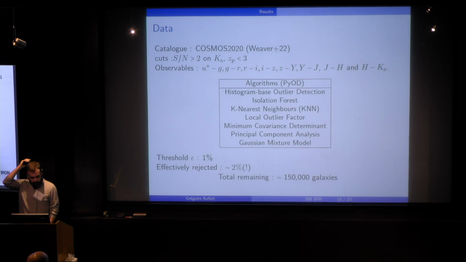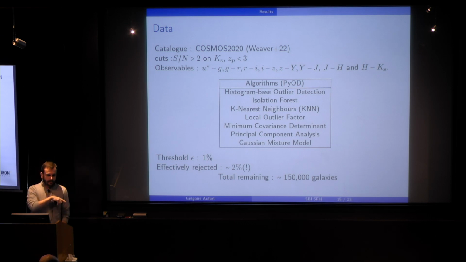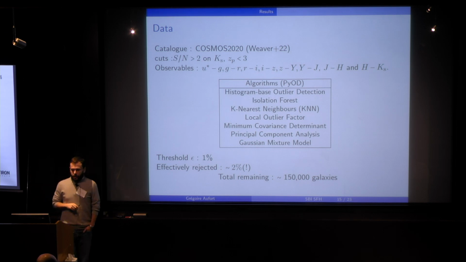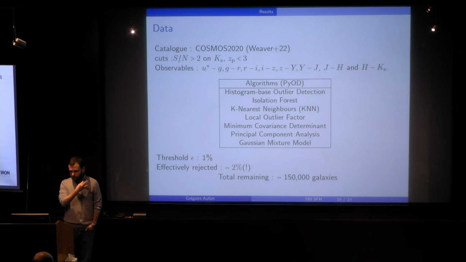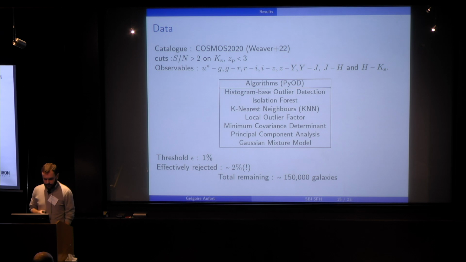Now some data. We'll apply it to the COSMOS2020 catalog. I have to thank the COSMOS science team who did the other part of the heavy lifting on the data. I have some cuts on magnitudes and on redshift. I'm using 8 colors, so 8 differences in magnitudes. I chose a few algorithms implemented in PyOD which were usable on this data set. I'm setting an epsilon threshold of 1%, so I'm accepting a lot of things, but I have hundreds of thousands of training points.